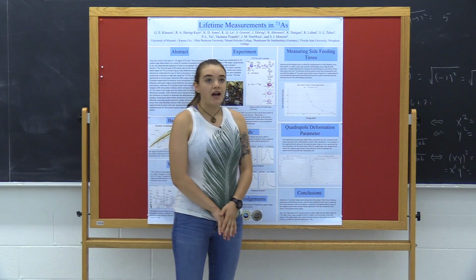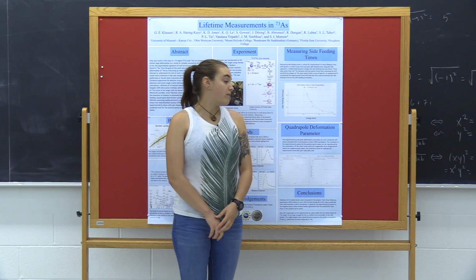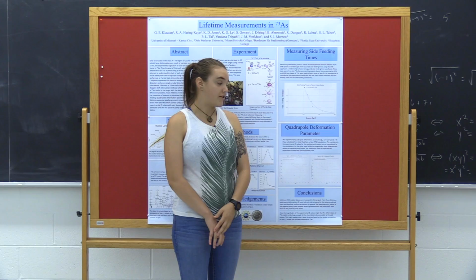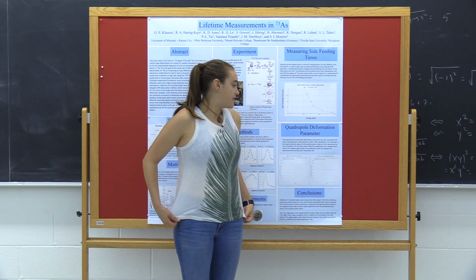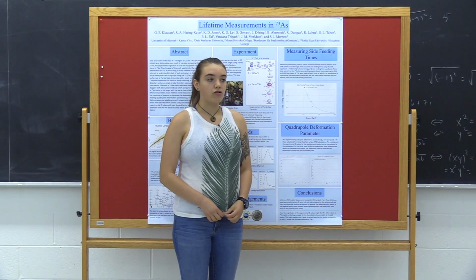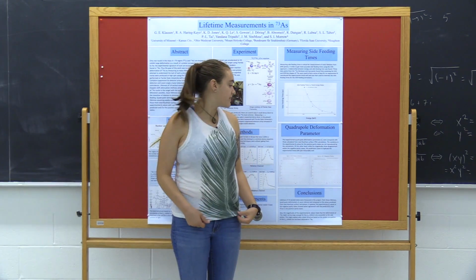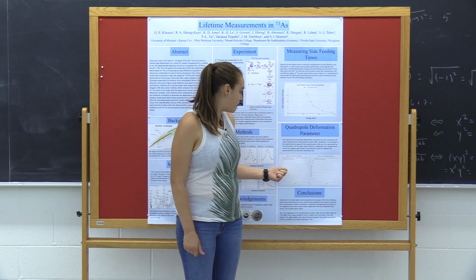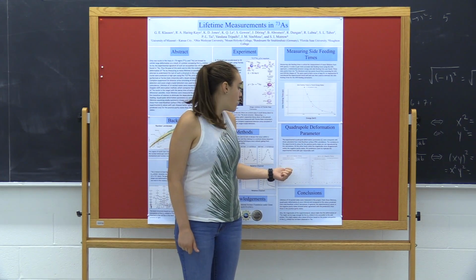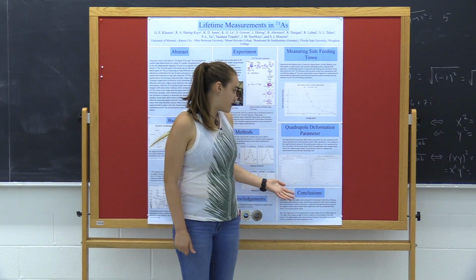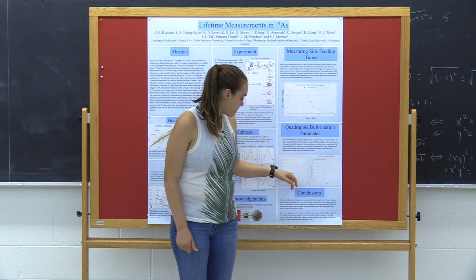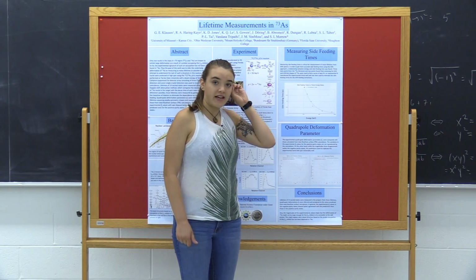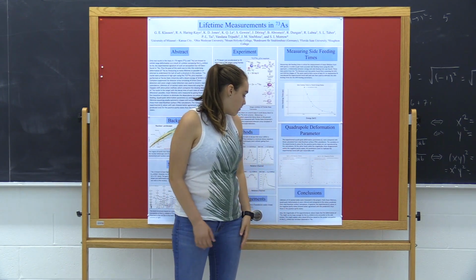So with these mean lifetimes that we found, we could find the quadrupole deformation parameter, otherwise known as beta 2. And this tells us how close or far away from spherical the nucleus is. So they were inferred from the mean lifetimes and then plotted against the theoretical total Routhian surface calculations. The dots are the experimental values and the lines are the theoretical values.